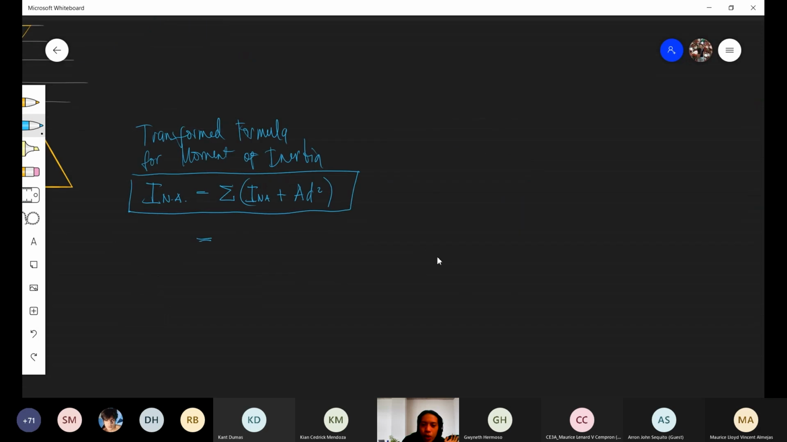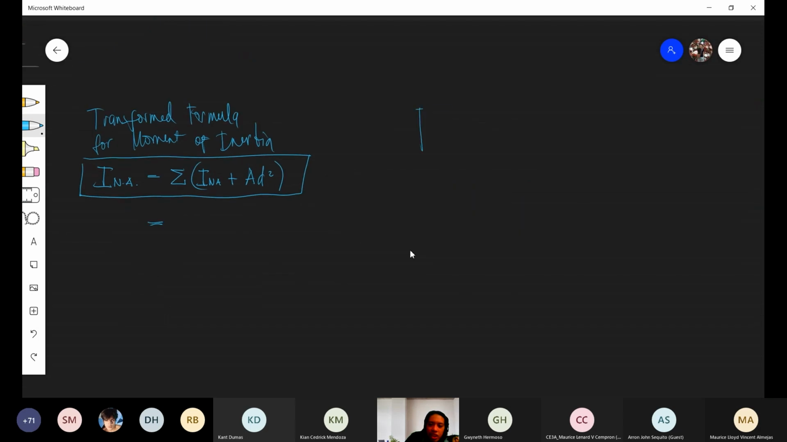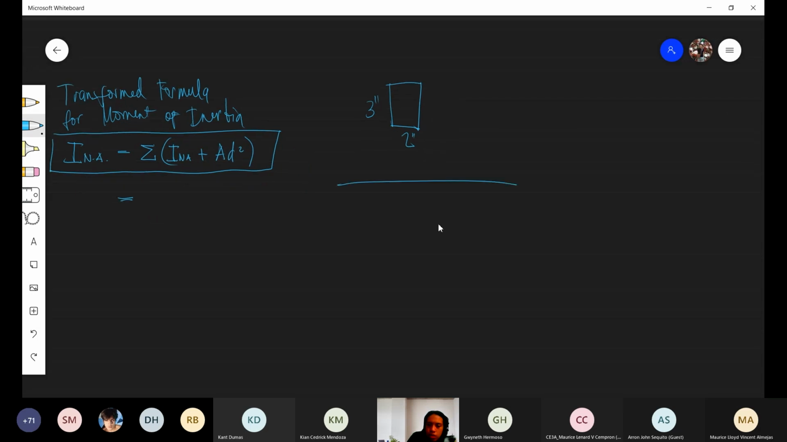Okay, i-drawing ko na lang. Pananglitan, you have this rectangle right here. Let's say, for example, this is 2, this is 3. Okay? 2 inches and 3 inches. Tapos, may axis. So, this is the distance. Meaning, the distance is, say, 4 inches. Find the moment of inertia of this shape with respect to this axis.